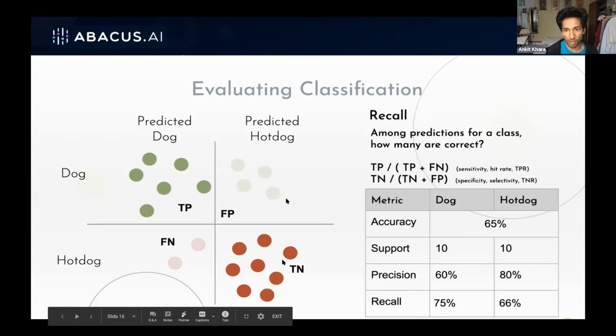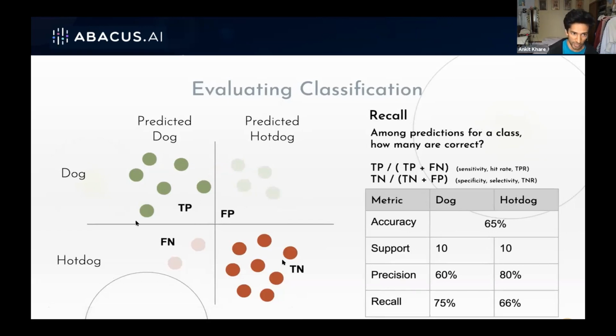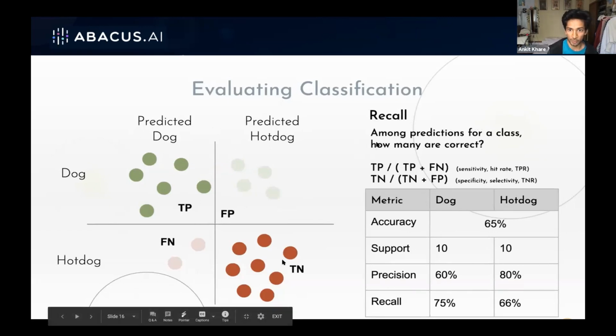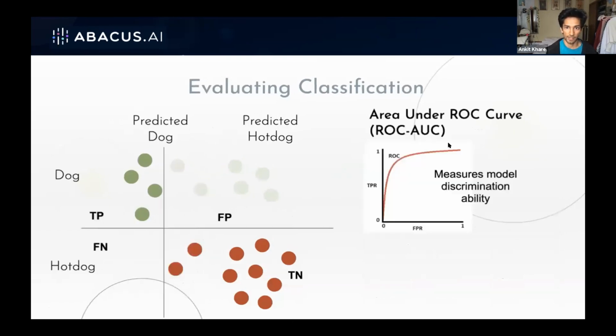And then there's recall, which focuses on a different thing, which is the prediction itself vertically. So among predictions for a class, how many are correct? Now let's say you want the dog class, then these are the predictions. So how many were correct? True positive divided by true positive plus false negative, vertically. So I think now you have some definite intuition for these terminologies, right?